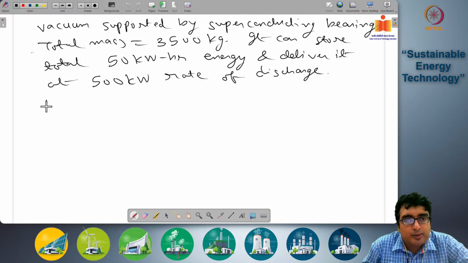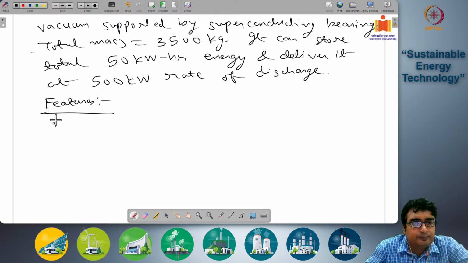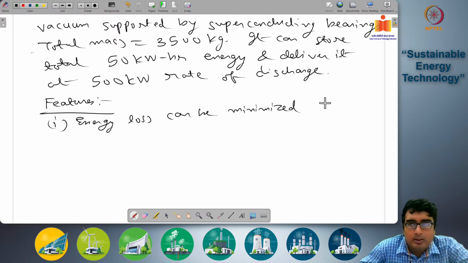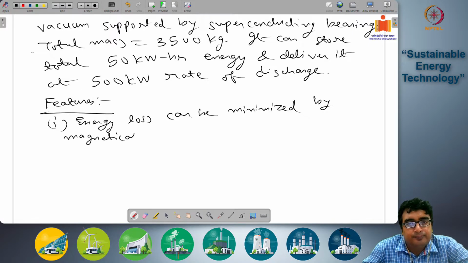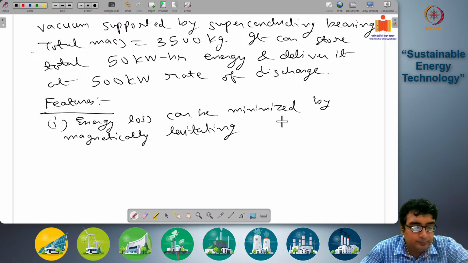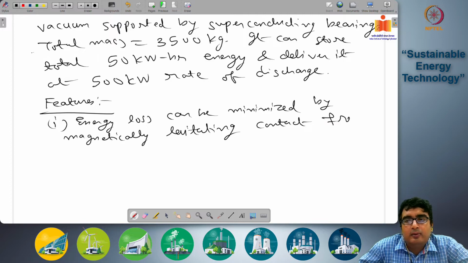So some features of such flywheel based energy storage systems we will just now discuss. Energy loss can be minimized by magnetically levitating contact-free bearings.